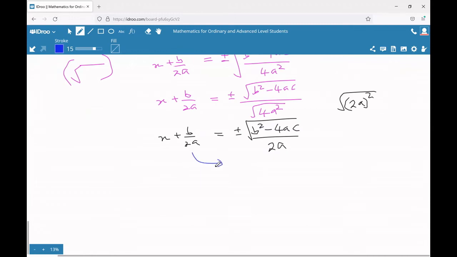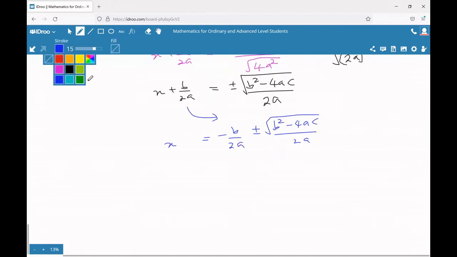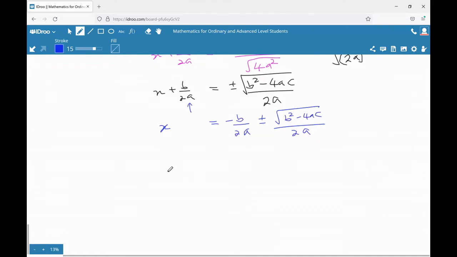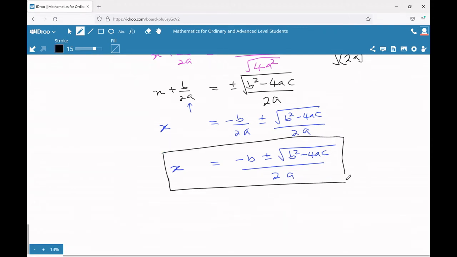So what I can do is move this term to the right-hand side. Then x is equal to minus b over 2a plus or minus the square root of b squared minus 4ac over 2a, keeping this square root sign here. You can see that we have the same denominator, a common denominator, for both terms. So we can write x is equal to minus b plus or minus the square root of b squared minus 4ac, all over 2a. Now we have the quadratic formula as a solution for this simple calculation that we did. This is what we call the quadratic formula.